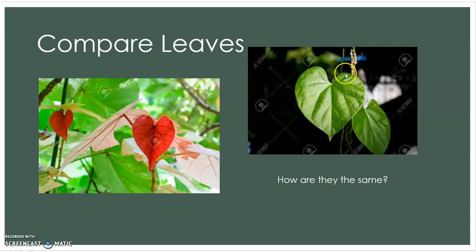Look at the shape of them. What kind of shape do you think this looks like? I think it kind of looks like a heart. Is there anything else you can think of that they look the same? Remember, different is pointing out what color they are. Anywhere you see that they look the same, you could even look at maybe the branches behind them.